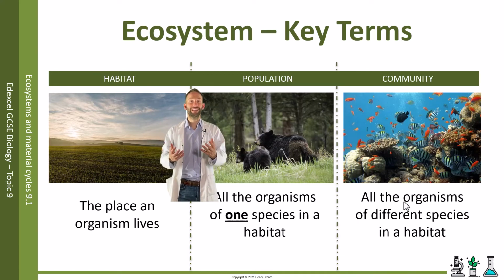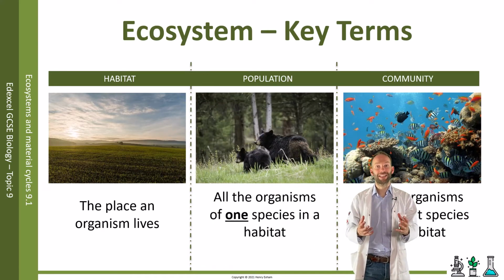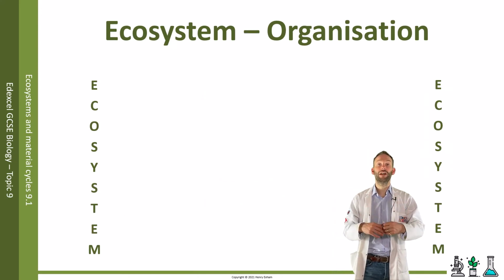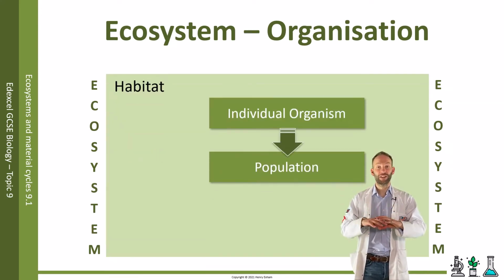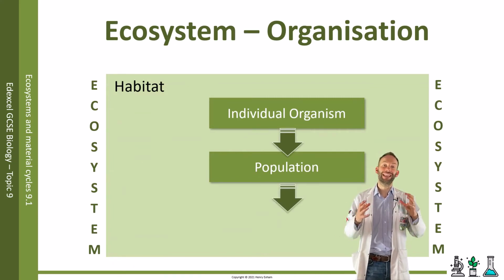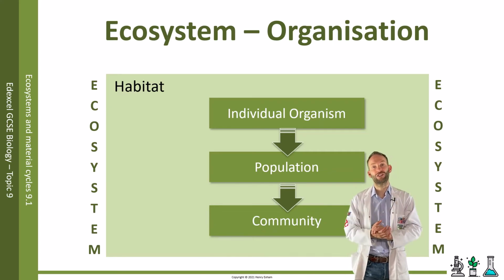So in order to build an ecosystem, you have the habitat, you've got the individual organisms that together make up the populations of different species, and then the community is all those populations together, and you combine those with the abiotic factors and you've got an ecosystem.